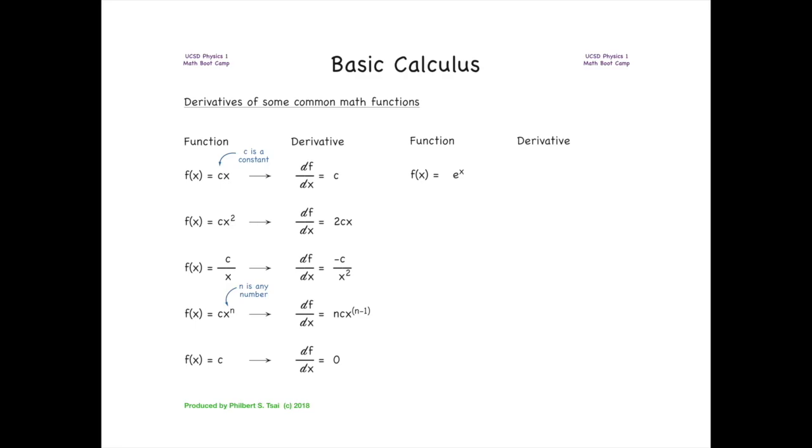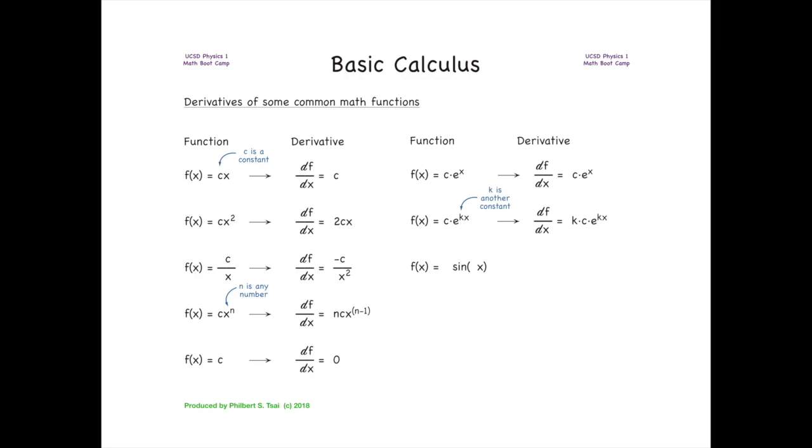Some other derivatives of common functions include the derivative of the exponential e to the x. Turns out that the derivative of e to the x is just e to the x. Similarly, the derivative of a constant times e to the x is just that same constant times e to the x. On the other hand, if our function is c e to the kx, where k is yet another constant, then calculating the derivative involves bringing down that k while leaving the rest of the expression unchanged. So the derivative of c e to the kx becomes k c e to the kx.